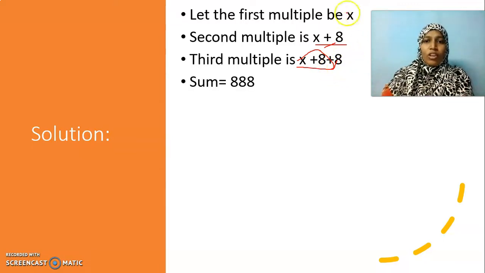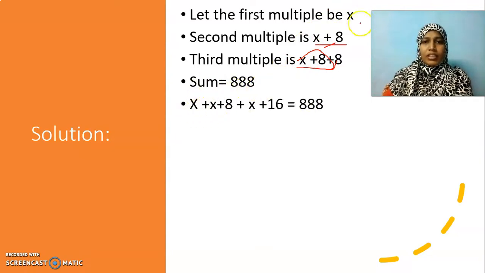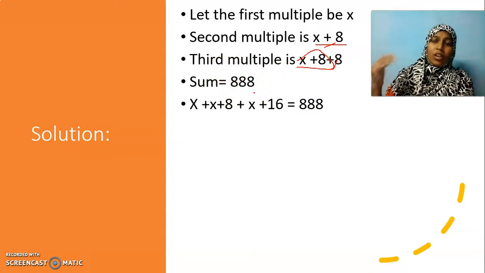So if I add all these three multiples, it is 888. See here, x plus x plus 8. How did I get 16? Here 8 plus 8 is 16. So x plus 16. If I add all these three numbers, I get 888. That is the condition. In the exam, they may give you the sum as some other number, and they may also say it is a multiple of 13 or a multiple of 11 or a multiple of 7.